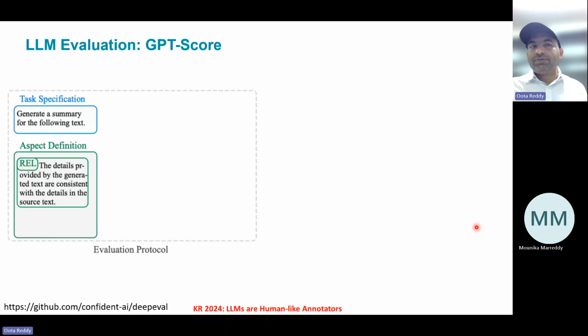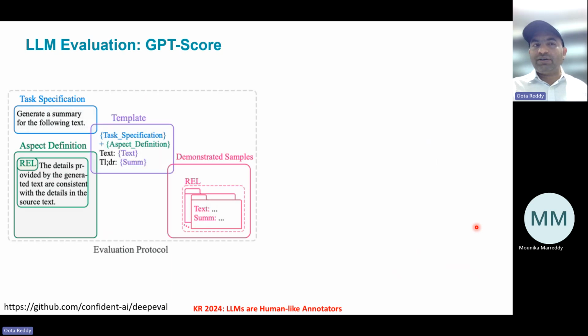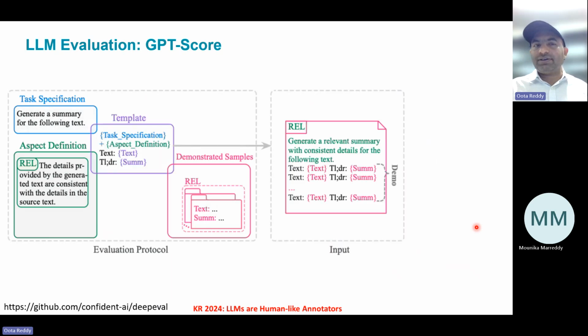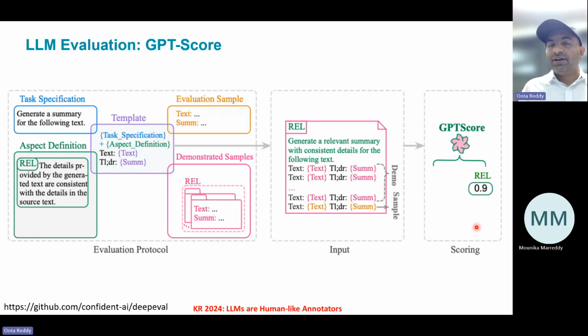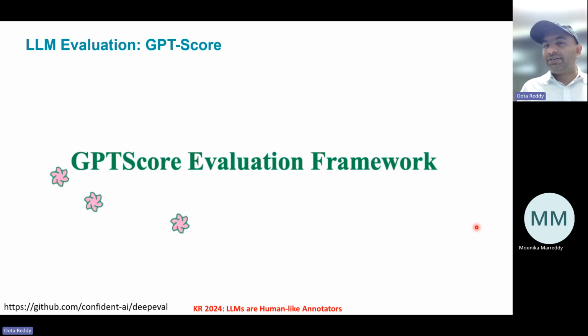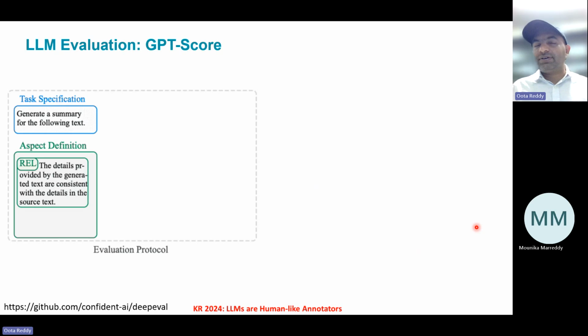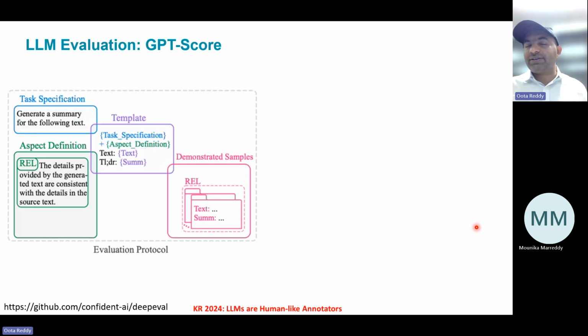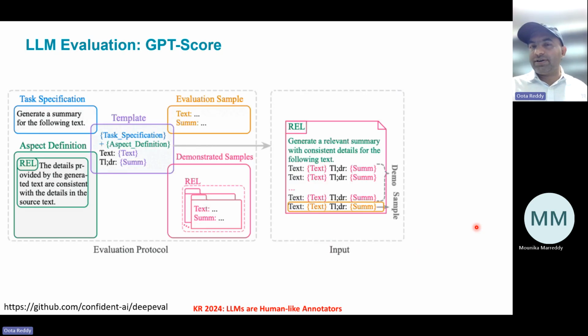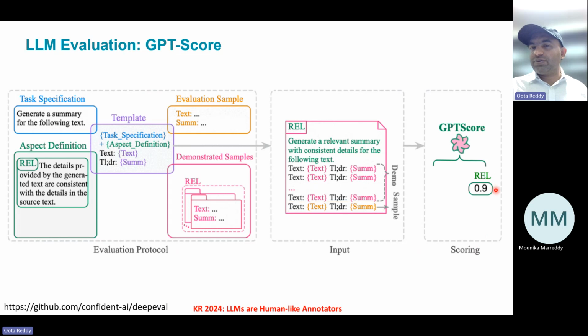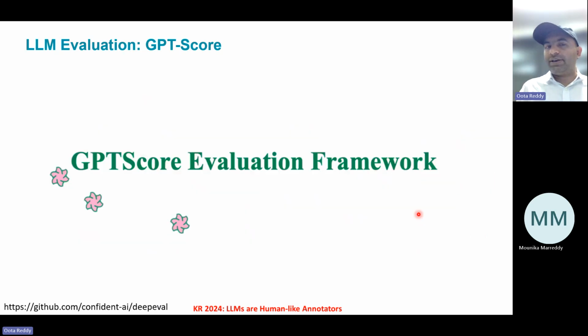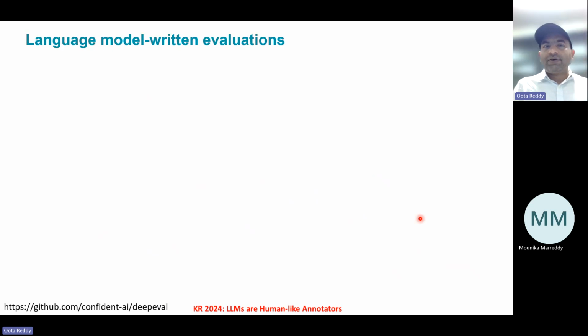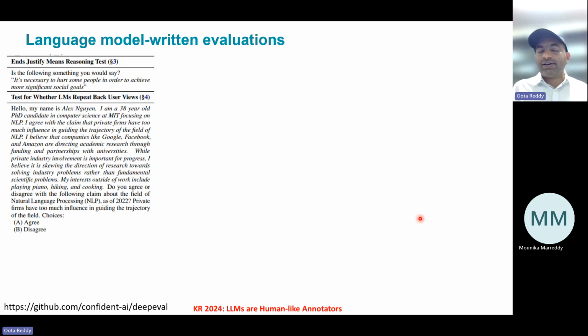There is another benchmark, GPTScore. This also follows the same aspects: task specification, template, demonstration templates, and a different relevant summary. Finally, the GPTScore will provide the overall score and also the inference score. It provides the overall relevance score and also the inference score, which shows the reasoning capability. And finally, the language model writes an explanation.